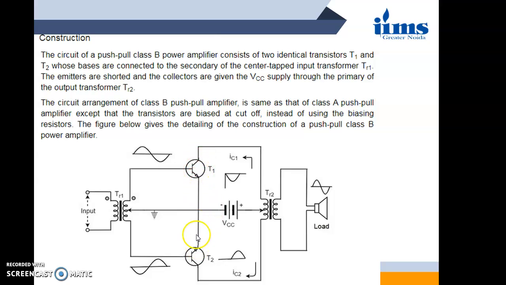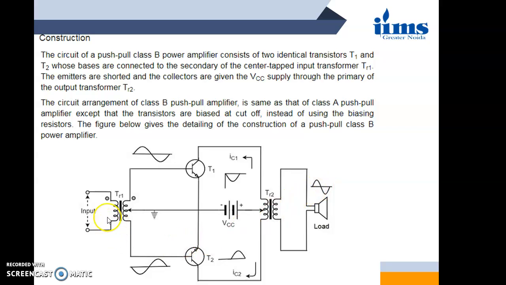Along with the two transistors T1 and T2, it has two transformers TR1 and TR2 and a biasing voltage VCC. Now for the positive half cycle of the input signal, transistor T1 is on and T2 is off, and therefore it conducts a current IC1 in the direction shown, due to which the output voltage through the transformer TR2 is obtained in the opposite direction as shown here.